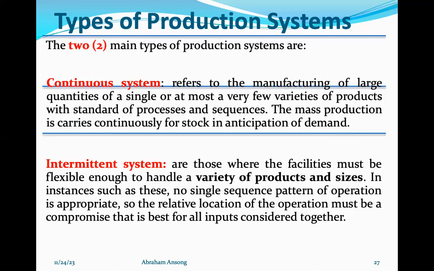With intermittent, every product is unique. And so you cannot standardize your processes or operations. All right. Unique arrangements to be able to satisfy the demands of each customer that comes to buy those types of products. Okay, so that type of system is known as the intermittent system. It's different from the continuous system where you can standardize your operations and produce similar products in large quantities.